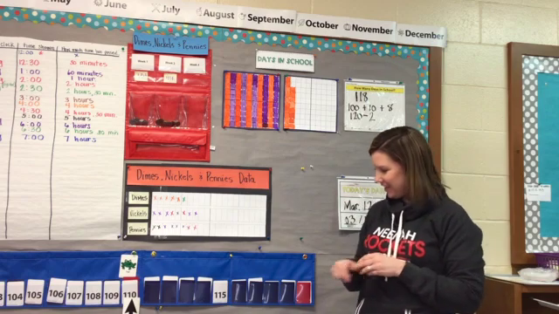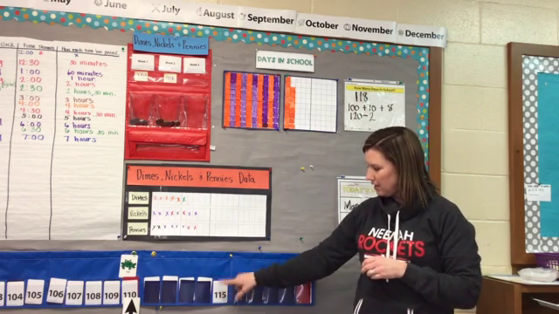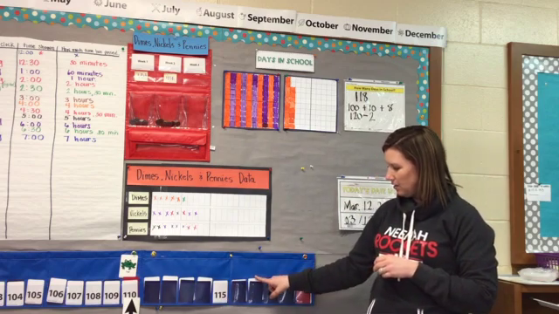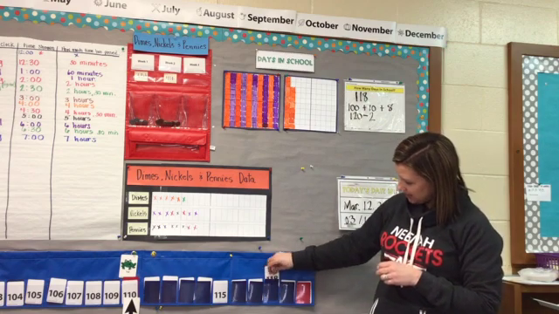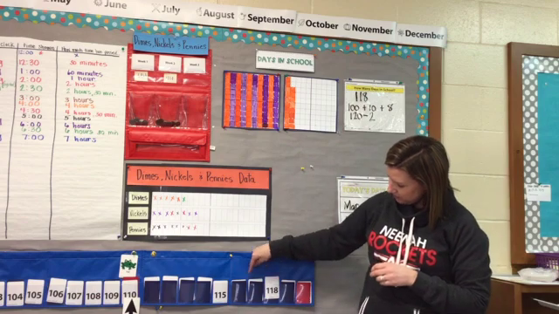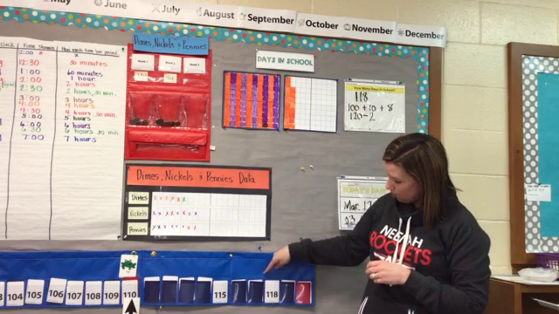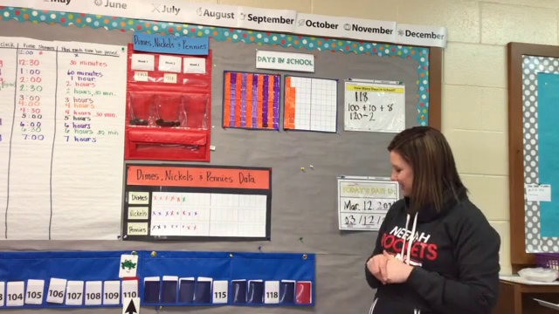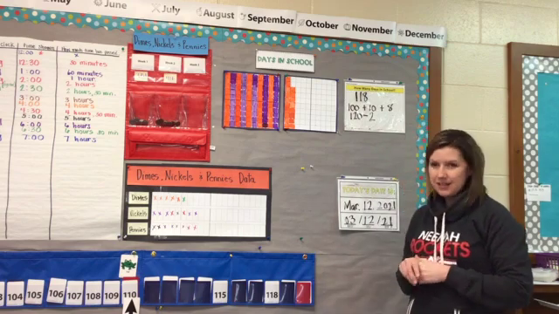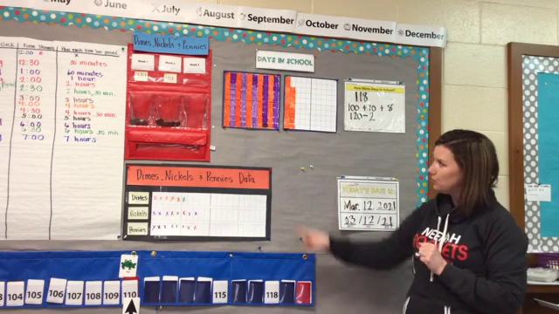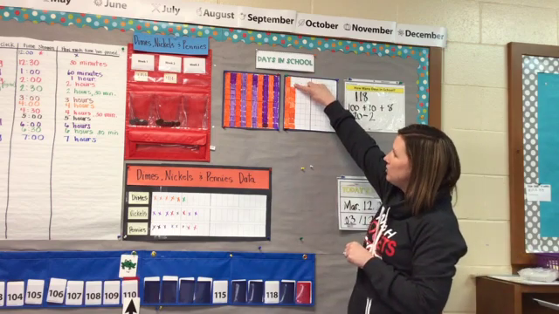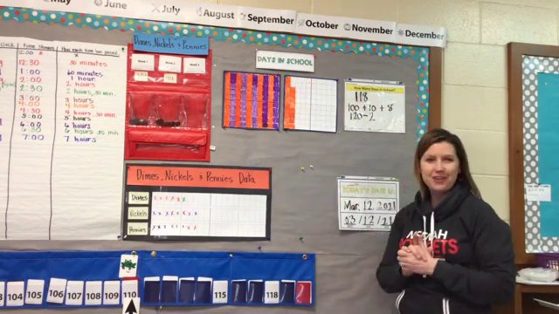You're right, 3. 115, 116, 117, 118. I had to turn over or hop over 3 cards. How many more days until 120? 1, 2, just like here. 1, 2. And that's everything for Number Corner.